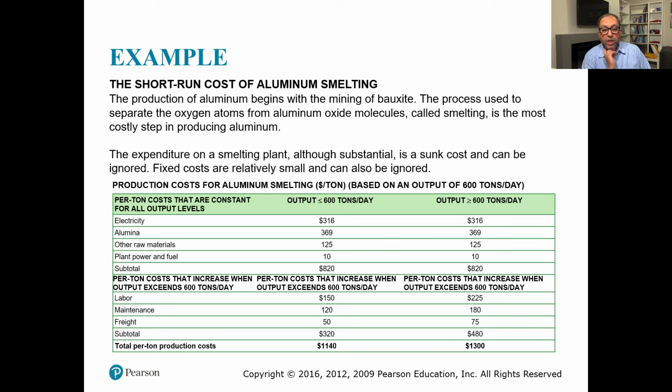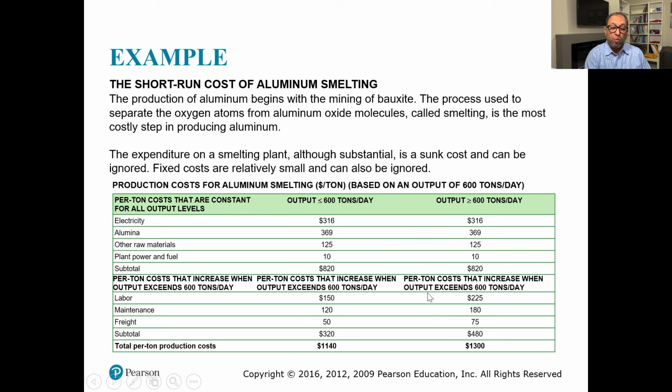Aluminum begins with the mining of bauxite. The process used to separate the oxygen atom from aluminum oxide molecules, called smelting, is the most costly step in producing aluminum. The expenditure on the smelting plant, although substantial, is a sunk cost and cannot be ignored. Fixed costs are relatively small and can also be ignored. So these are the costs.